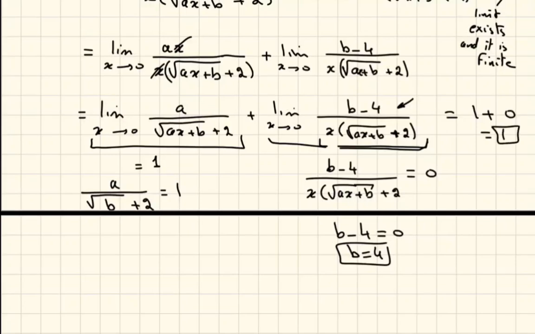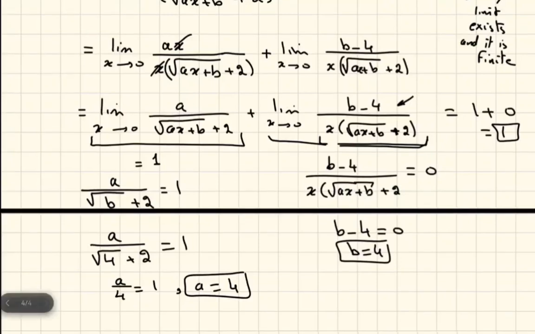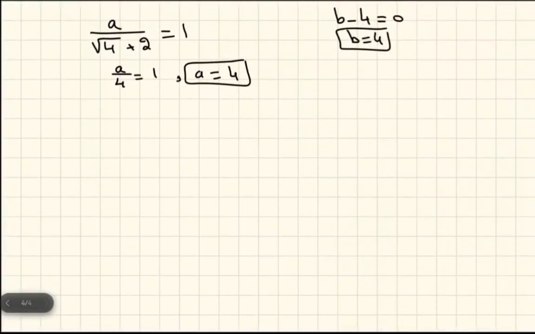Now replacing b by 4, you get a over radical 4 plus 2 equals 1. So a over 4 equals 1. Cross multiply, and a will be 4. So a and b here are equal, and they are equal to 4. Now let's check.